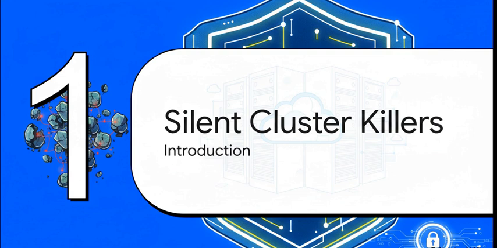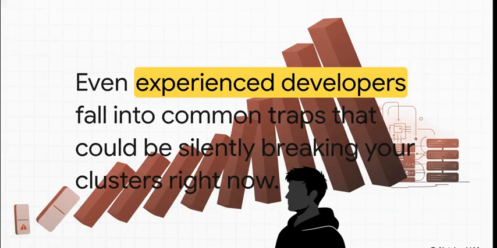Let's get into it. First up, let's set the stage and talk about what I like to call the silent killers. These are the small, seemingly harmless mistakes that can lead to some truly catastrophic failures down the line. And here's the thing, nobody is immune to these. I've seen these exact problems in clusters at tiny startups and at massive, massive companies. They are the silent killers because they don't make a lot of noise until they cause a massive cascading failure, usually at the worst possible time.